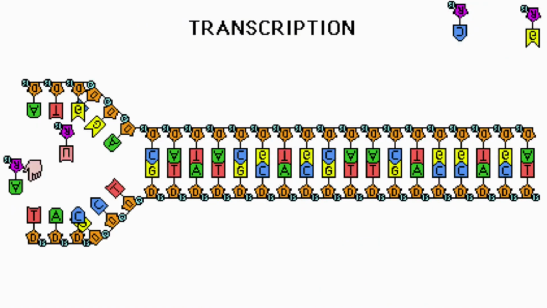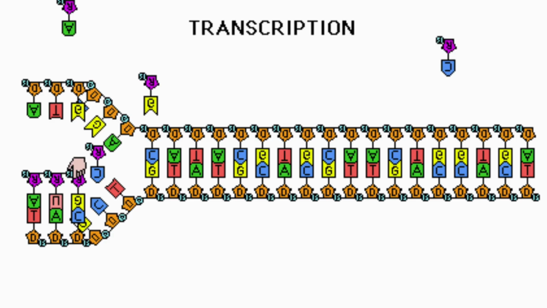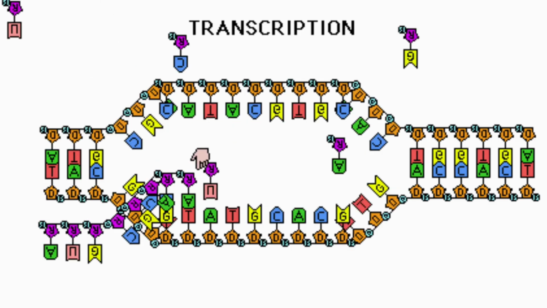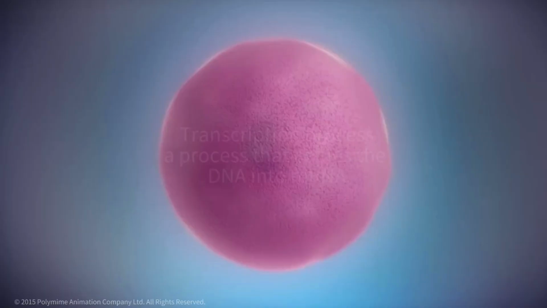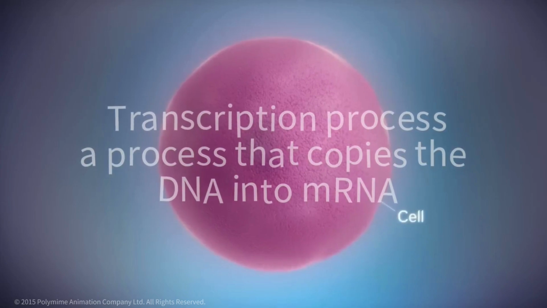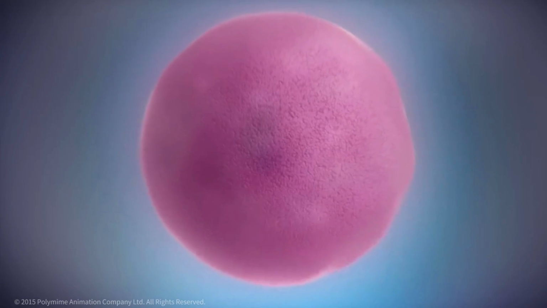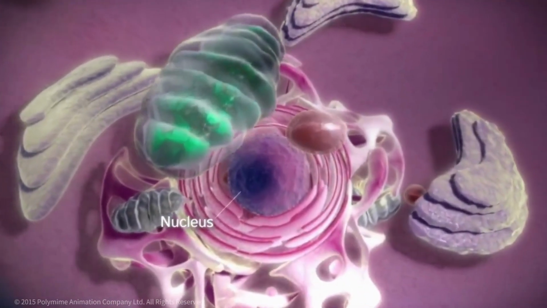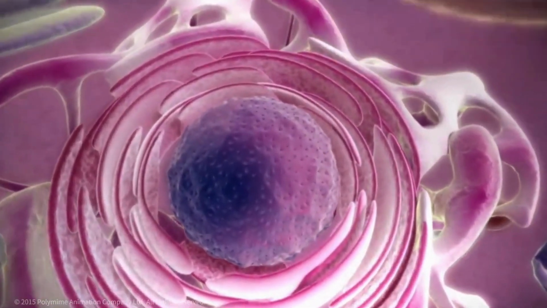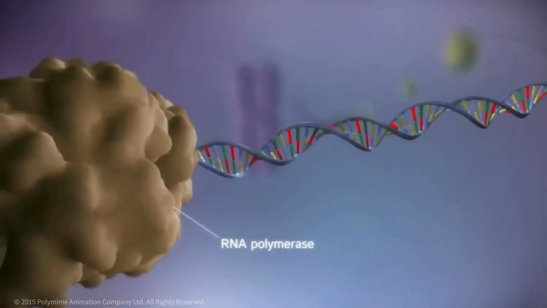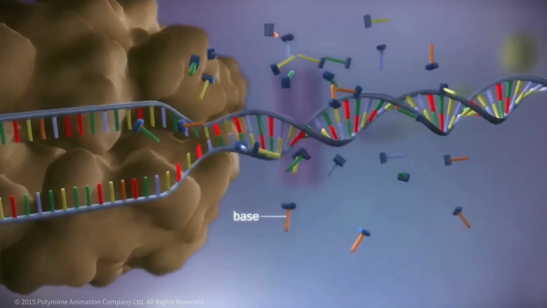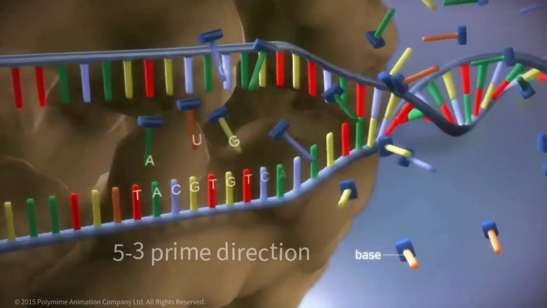Genetic information flows from DNA to RNA to protein synthesis through a process called the central dogma. The first process is the transcription process. It is a process that copies the DNA into mRNA. This process occurs in the nucleus because we can find DNA in the nucleus. Inside the nucleus are free-floating molecules that the RNA polymerase will use to make a copy. RNA polymerase is an enzyme that binds to a promoter sequence, and it's going to make a copy of DNA using RNA molecules in a 5' to 3' direction.